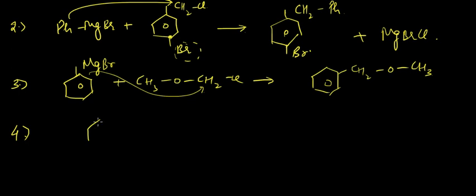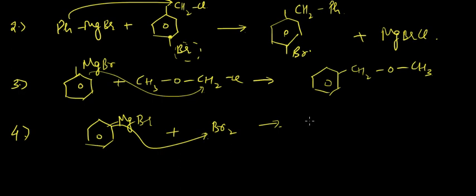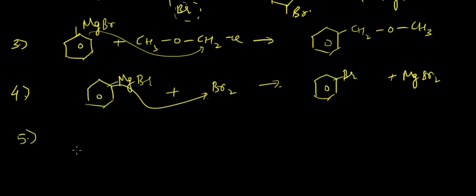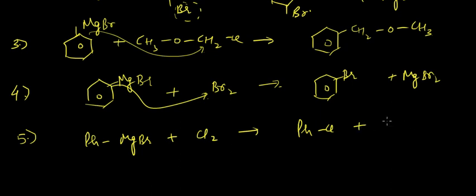Okay, let's talk about this case. We have PhMgBr and it's reacting with Br2. So what will happen? Again this will attack one Br that would be having partial positive charge, and the other Br will be leaving as a negative Br. So we'll have MgBr2 formed along with bromobenzene. Next we have PhMgBr plus Cl2. Again the same type of thing will happen: PhCl plus MgBrCl.